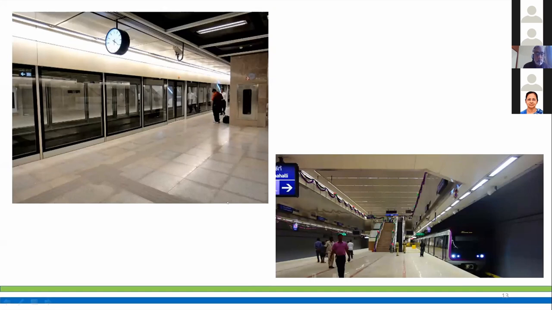Coming to the platform screen doors (PSD), we can see two different pics. One is with respect to the platform screen doors which were adopted in the underground station, and another metro station where the platform screen doors were not implemented. Here, the platform screen doors play a major role in maintaining the AHU, that is, what you call the air handling unit.